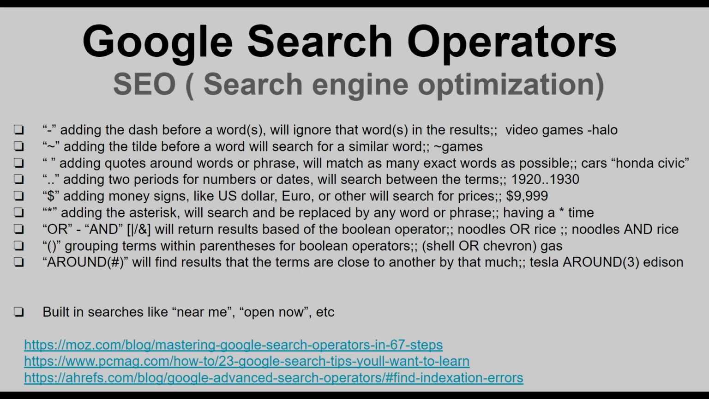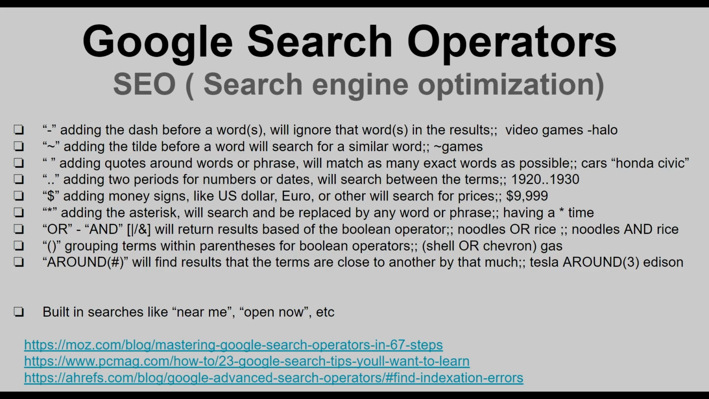Another one is the asterisk. Adding the asterisk at any point in a word or phrase, mostly phrases, will be replaced by any word or phrase; Google will replace that asterisk. So something like having a asterisk time will return results like having a good time, having a fun time, having a bad time. It'll basically fill in and replace that asterisk.